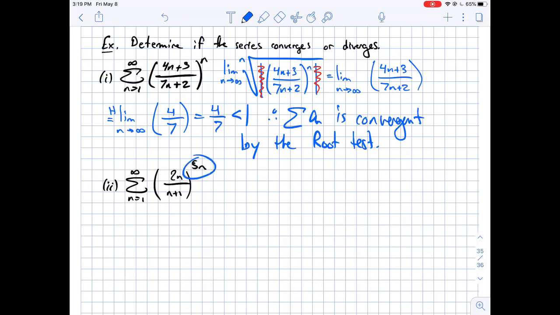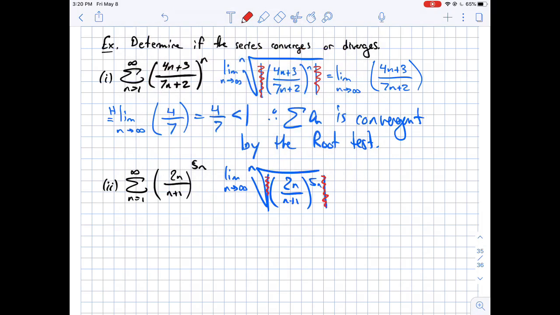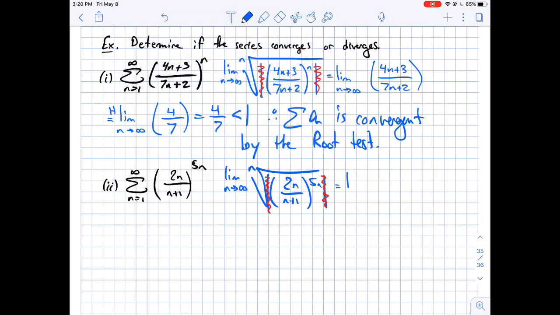Here we recognize again we have an exponent of 5 times n, and we can do the root test. So we have the limit as n goes to infinity of the nth root of 2n over n plus 1, all to the 5n, and this is all in absolute value. We can drop the absolute values, because n is positive here and everything is positive for these terms. The nth root and the 5n cancel each other out in terms of the n's, and what you end up with is the limit of 2n over n plus 1, to the power of 5.